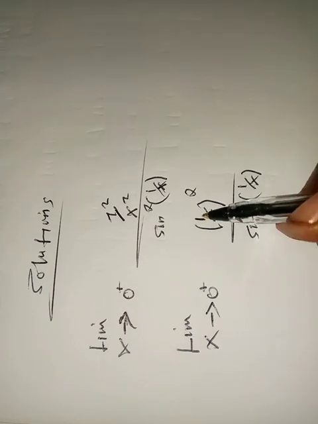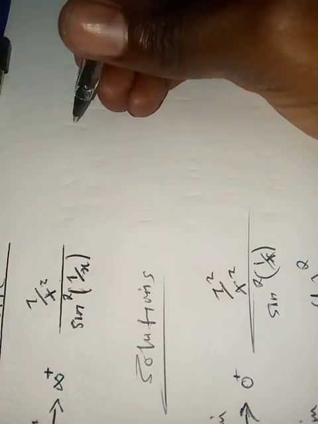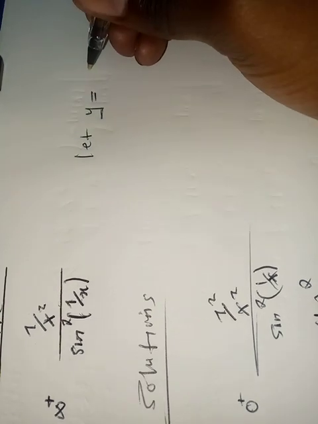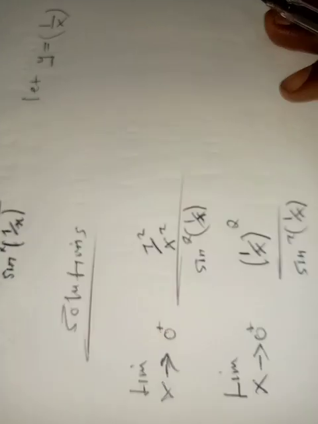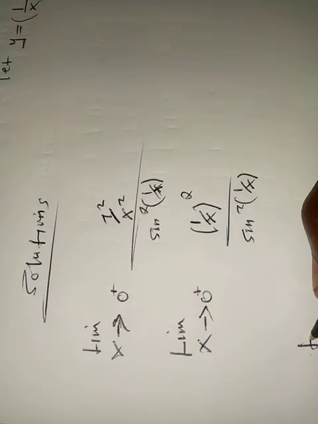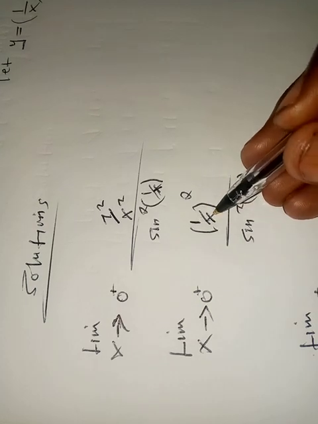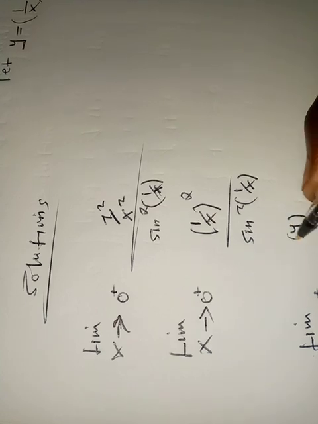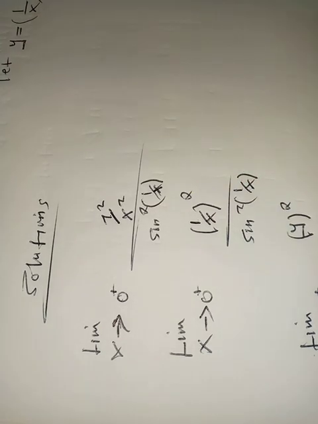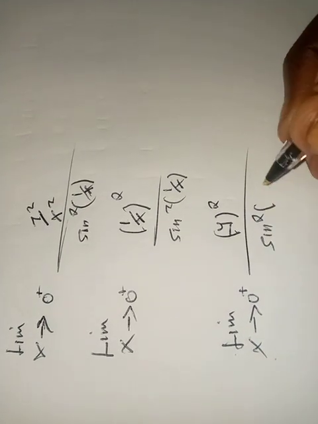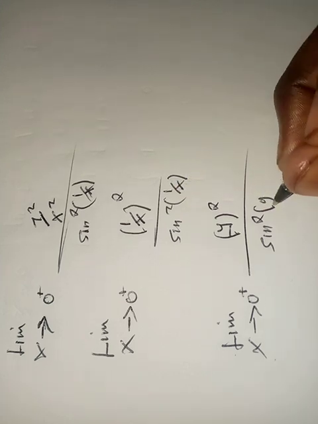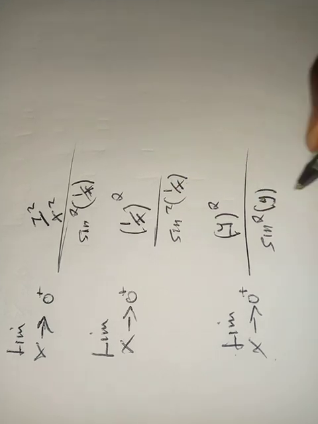Once you do this, you make an assumption by saying let any letter, for example y, represent 1 over x. If that is the case, then here we'll say limit as x approaches positive 0. Where there's 1 over x, you put y. Because it has a square, you maintain the square. Then over, down there, you are going to have sine squared, and this 1 over x is the same as y.